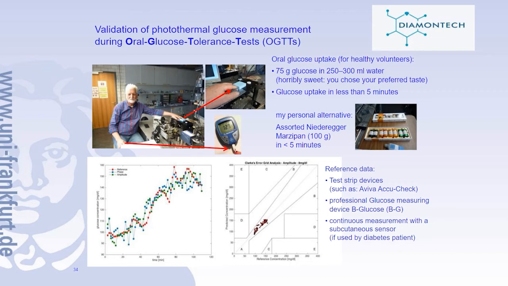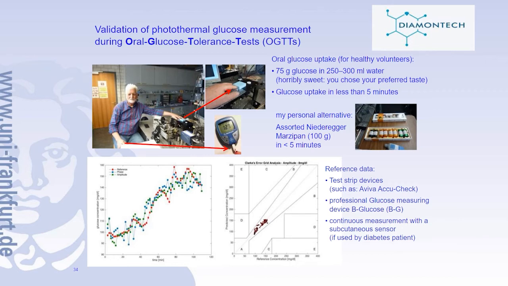And what you see on the bottom left figure here, you see that the green, the reference, and the red, the infrared value, follow closely over the next 1.5 hours, meaning that the non-invasive blood glucose measurement with our sensing device closely follows the reference value. And if you plot the reference value on the next picture here on the horizontal, the infrared value on the vertical, you see a close correlation, which is within the error lines.